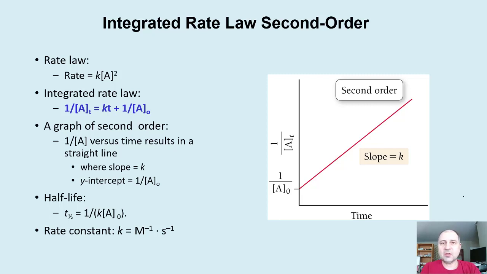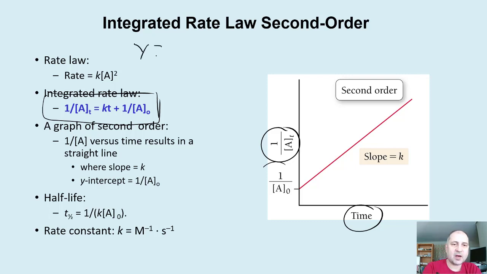Okay, let's look at second order rate dependence. In order to obtain a linear relationship, you have to plot 1 over the concentration of A versus time, and so the integrated rate law turns out to be in this form. 1 over the concentration of A at time t would be equal to y.